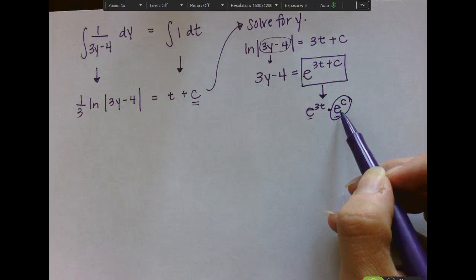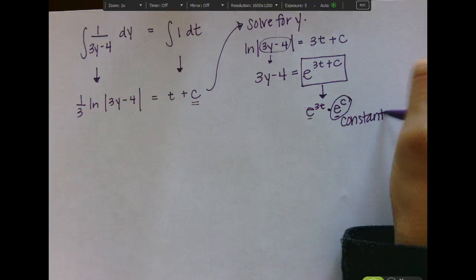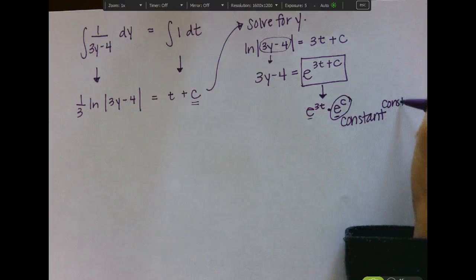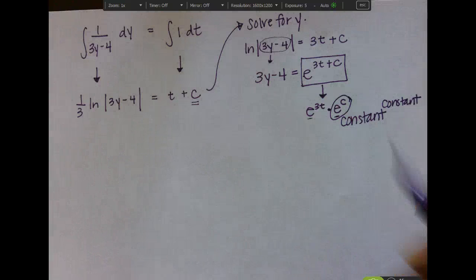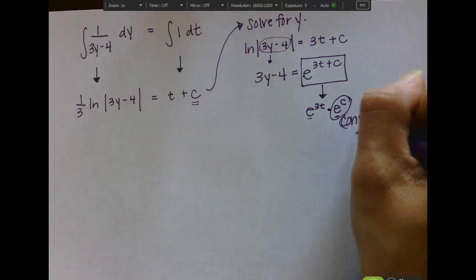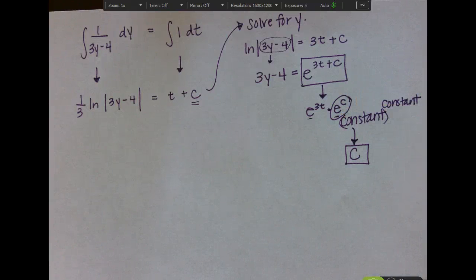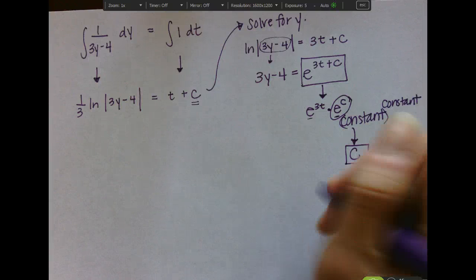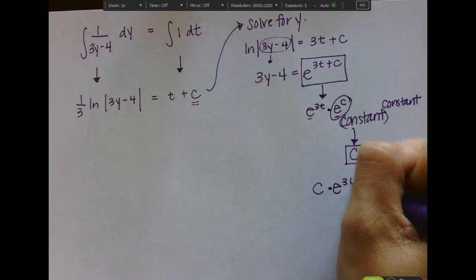e is a constant, and c is also a constant. So although that looks weird, what I have is a constant raised to the power of a constant, which in the end is just a constant. So that whole side of the equation can be written as some constant c multiplied by e to the 3t power.